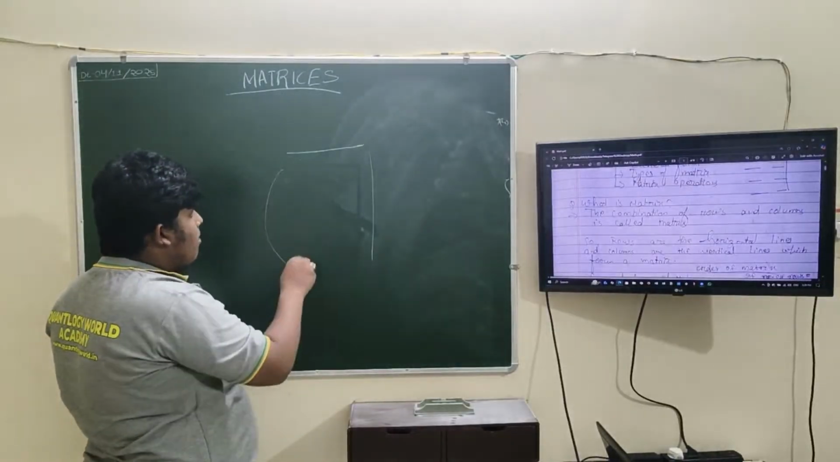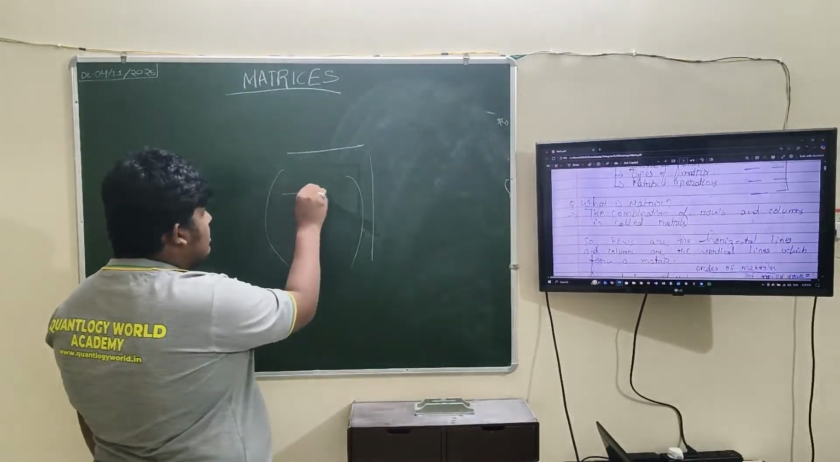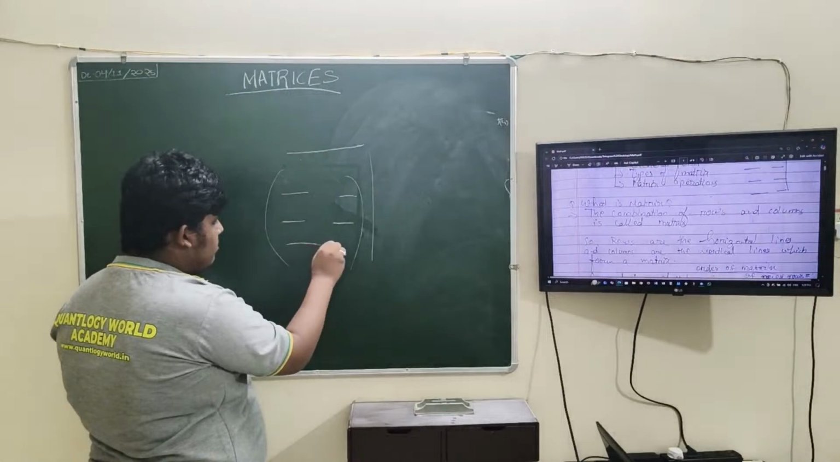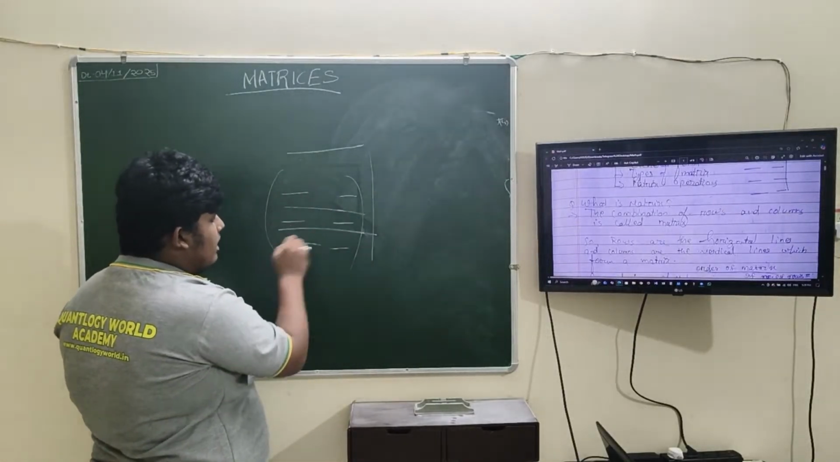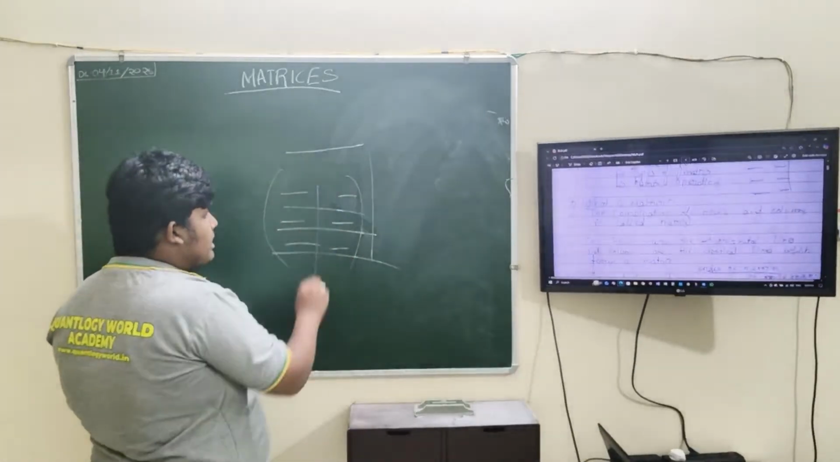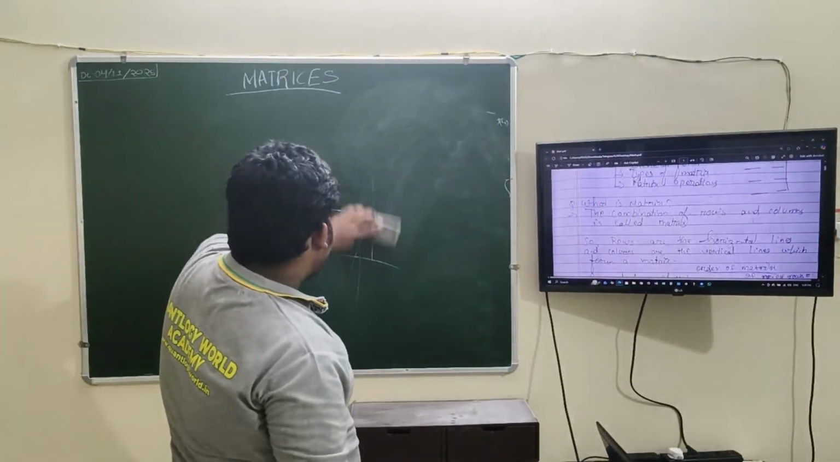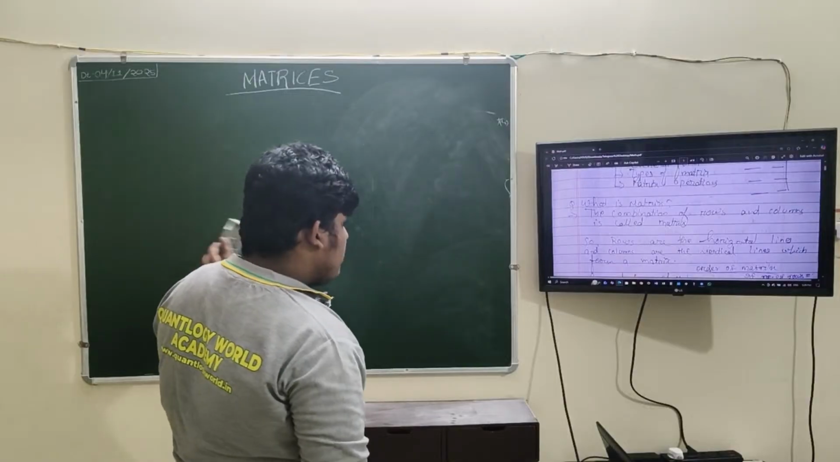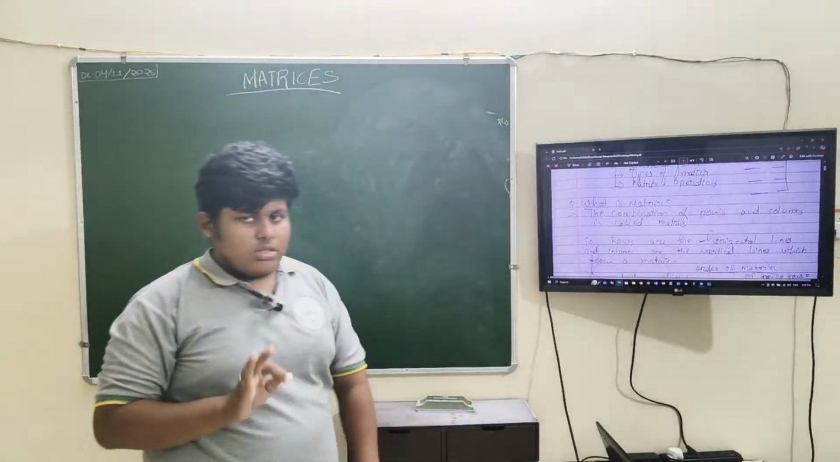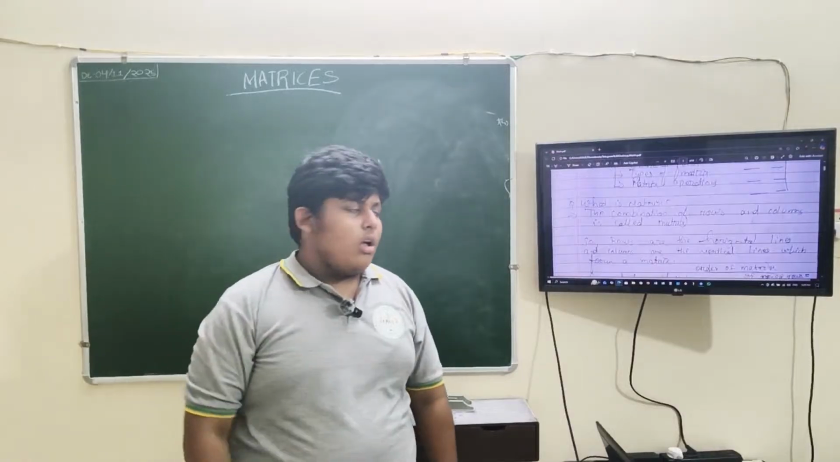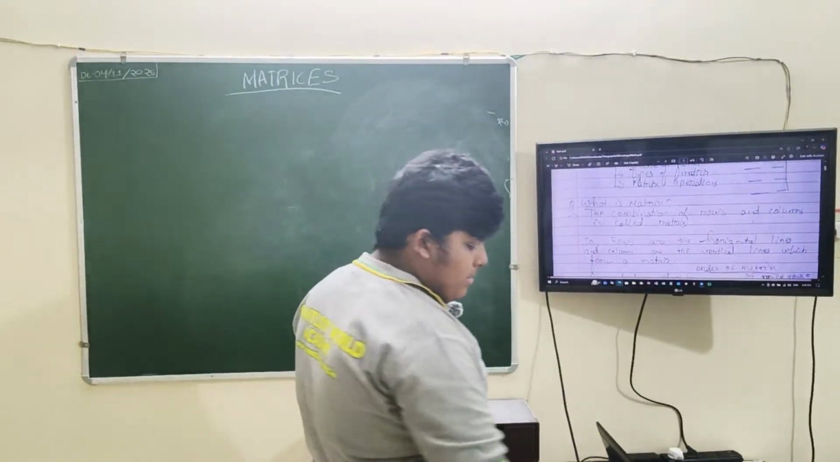We can write it in this form, this is the form of the matrix. These horizontal lines are the rows and these are the columns of the matrix. This is the basic introduction part of this chapter, the first part, the matrix. It is simple, the combination of rows and columns. Then we will go to the second part.